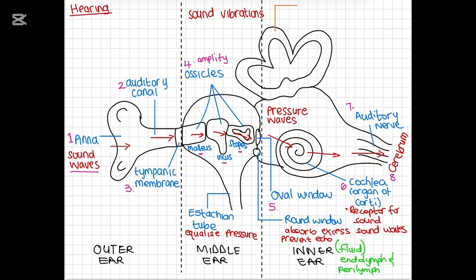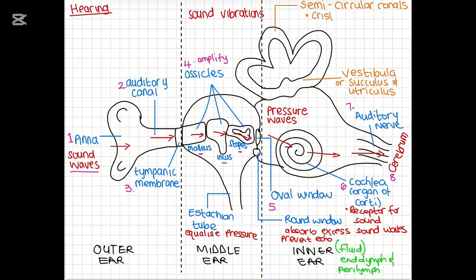Now in the inner ear, we have the semicircular canals, as well as the vestibula, also known as sacculus and utriculus. I prefer the word sacculus and utriculus. These two parts are responsible for balance. So they contain receptors for balance.